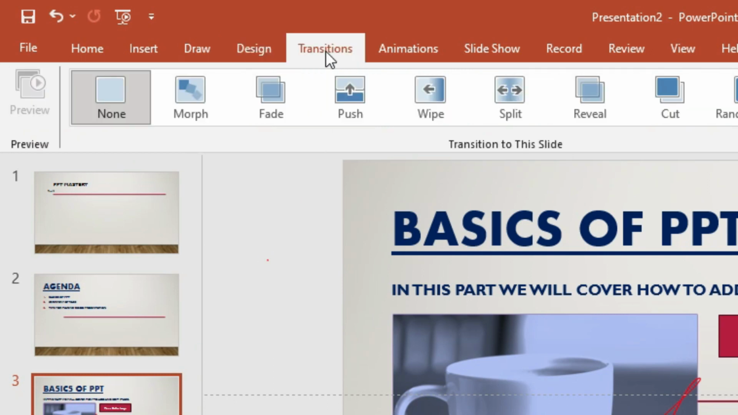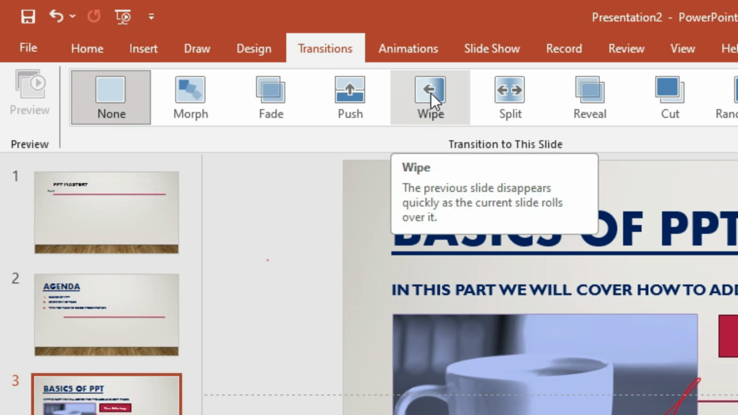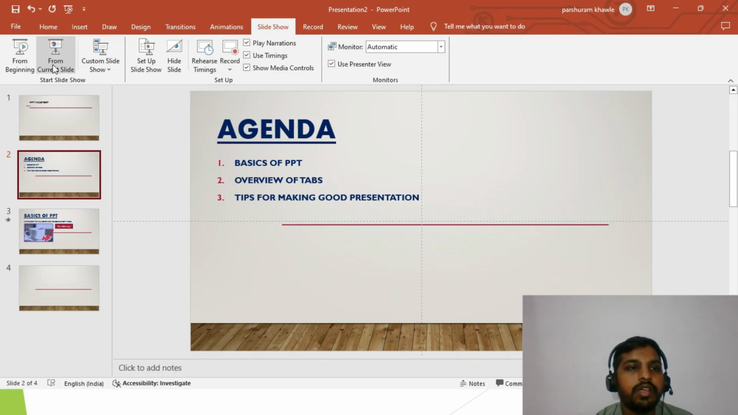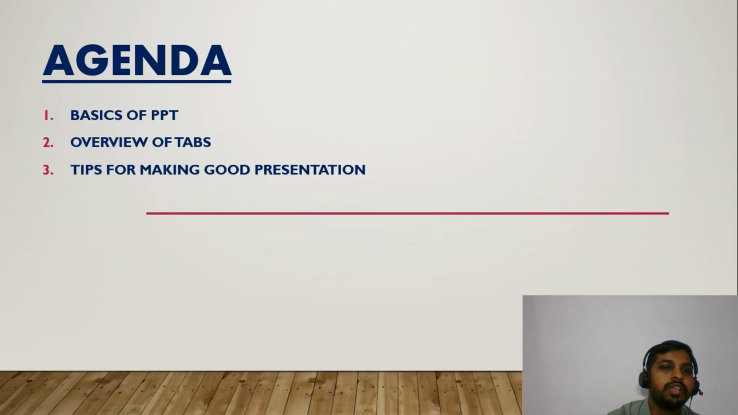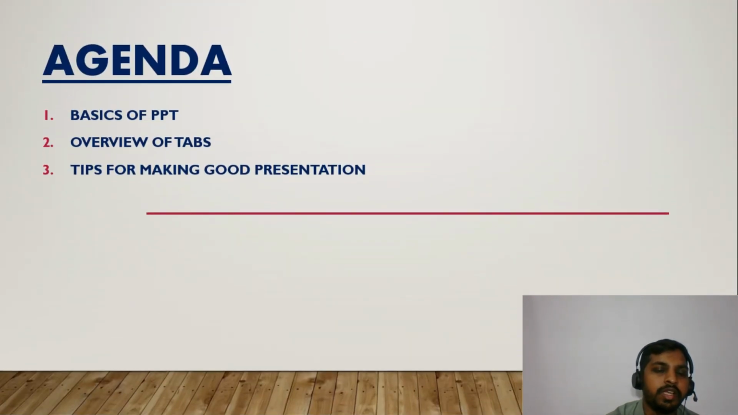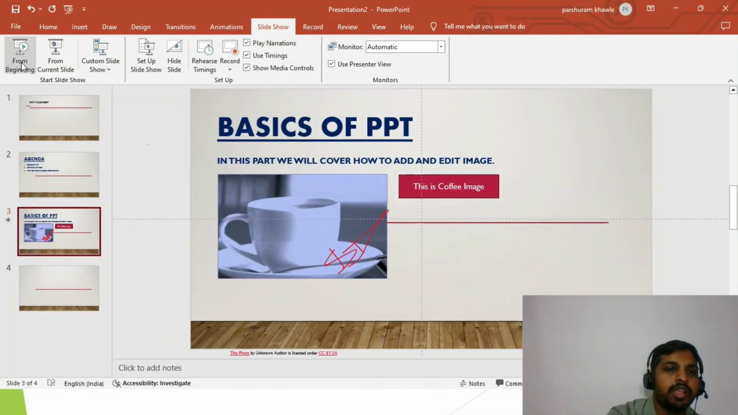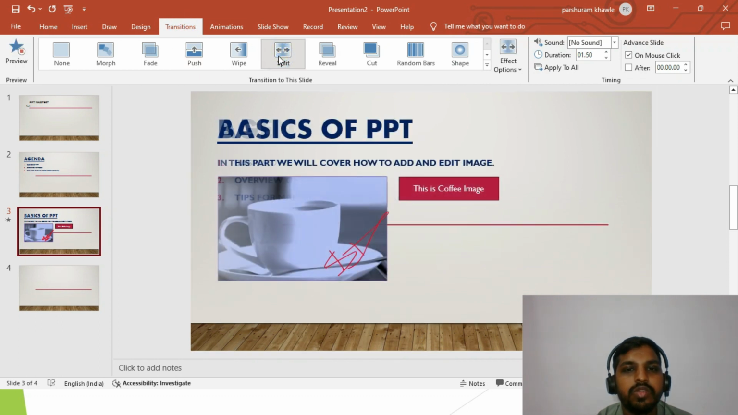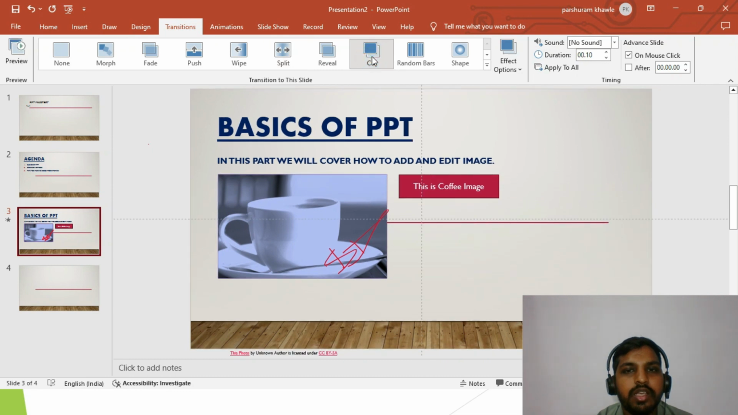Now, the transition tab is used to add transitions to the slide. For example, we have push. Now if you go to slideshow and press from beginning, this is how it will look. The transition that you have added was push from down. There are other transitions as well, like split. Now you can see split, then there is cut, then there are random bars. This is how you can change from one slide to another.